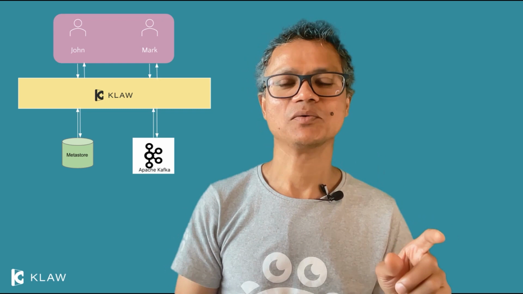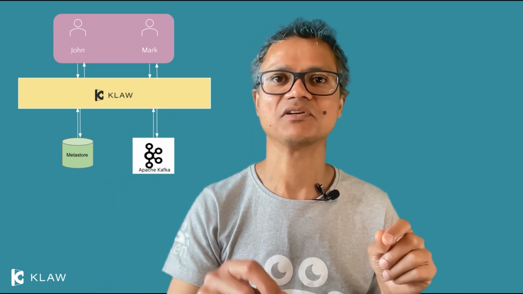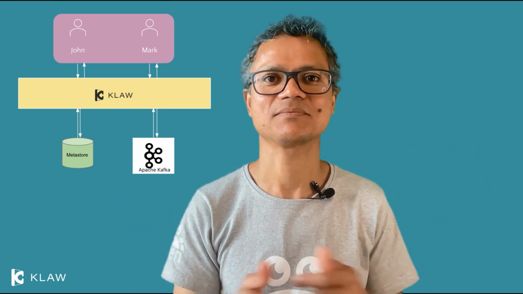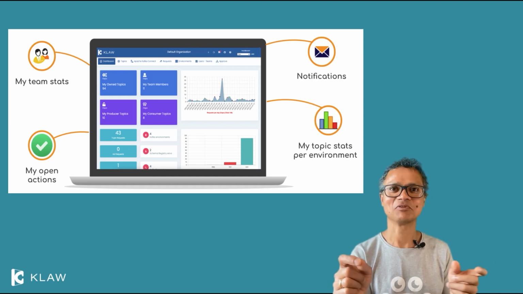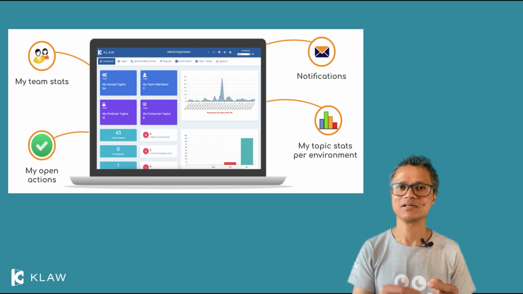Every topic has an owner, and all the requests coming on this topic, like a producer request or a consumer request, it's the topic owner team which has to approve the request. I have a very interesting image for you which most Kafka developers find very insightful. This is the dashboard of Klaw, displaying the ownership of topics, how many are producing, consuming, and what are the pending requests on all the components.